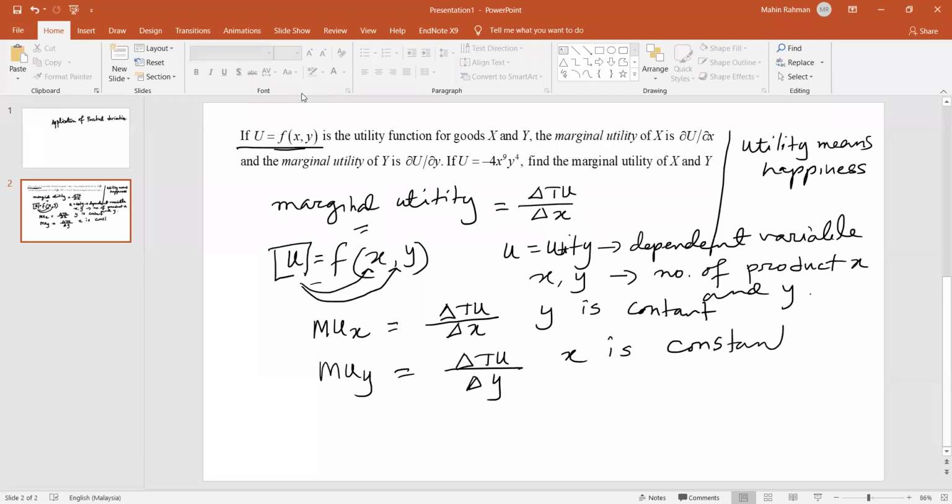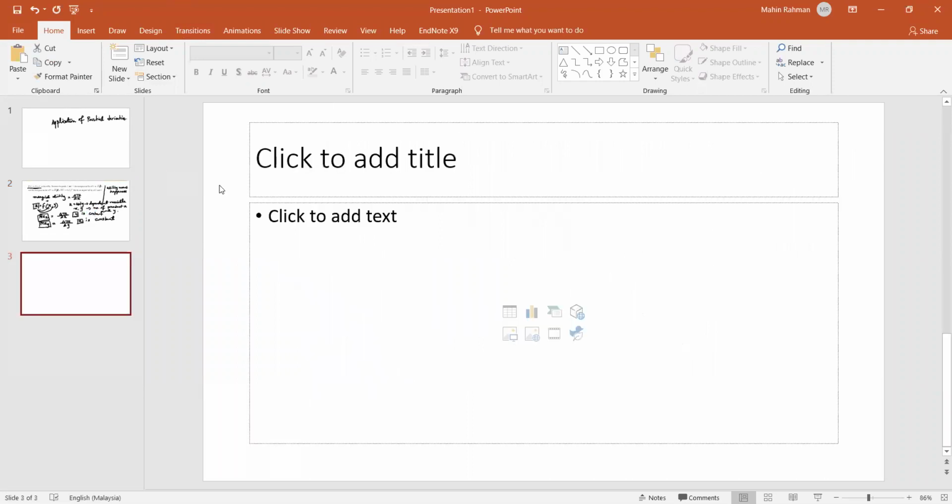Do you understand, everybody? What is marginal utility of X and what is marginal utility of Y? When we do it with respect to X, then Y is constant. We cannot change the number of Y. And when we calculate marginal utility with respect to Y, then X is constant. So we cannot change the X.